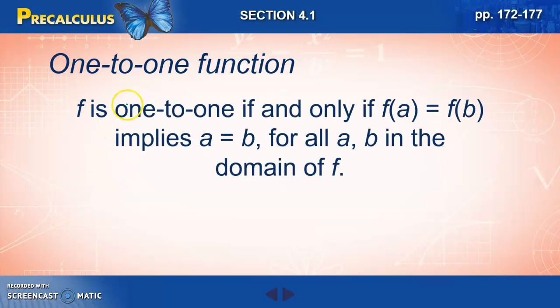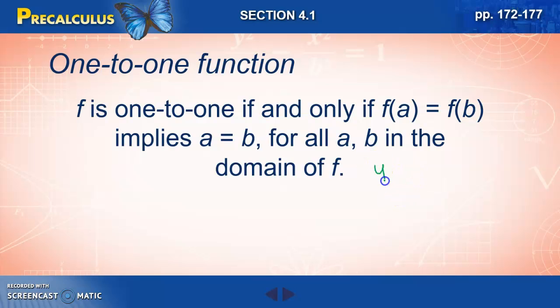Okay, here is our definition of a one-to-one function. A function is one-to-one if and only if f of a equals f of b implies that a equals b, for all a's and b's in the domain of a function. Let's again put some real equations with this to help you see.